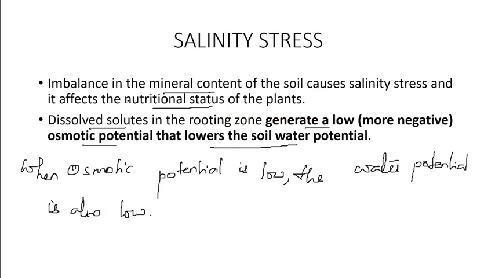So see, when there is an imbalance in the mineral content of the soil, it causes salinity stress, which affects the nutritional status of the plant. Due to this high solute concentration near the rooting zone, it generates a low osmotic potential. When the osmotic potential, which is designated as psi s, is low, the water potential, designated as psi w, is also low. When water potential becomes low, it means that this cell has very little water.